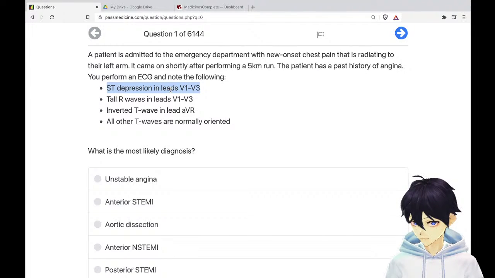ST depression leads V1 to V3. Is this anterior and STEMI? Then there's tall R waves in V1 to V3. Why are there tall R waves? QRS, tall R waves. Inverted T wave in lead AVR. Where is AVR? AVR is pointing to your right arm.